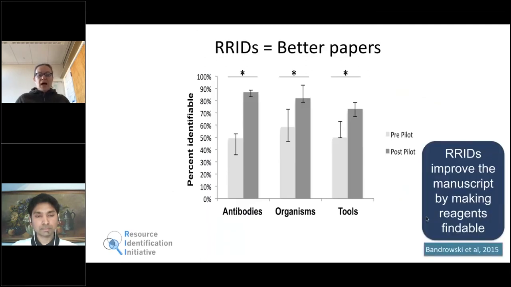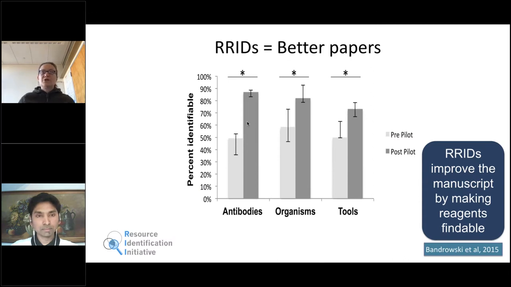Okay. When we looked at the first 100 papers that were published, and this is back in 2015, we sort of redid the analysis that Vasilevsky did, and we looked at the issue of the journal right before and the issue of the journal after the pilot project started, and we found that antibodies had a huge change in the ability for somebody to go in and look at them and identify what it was that they were actually using.